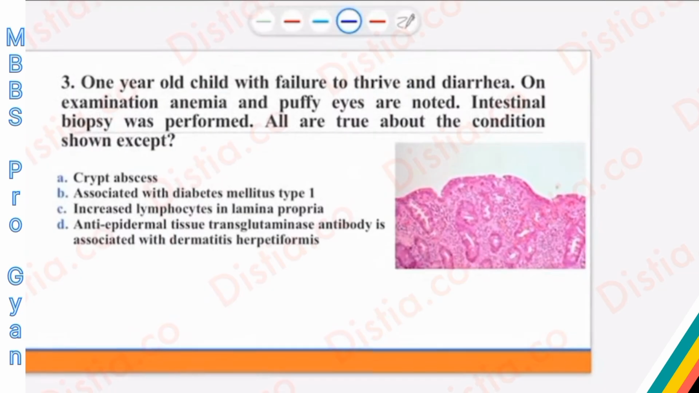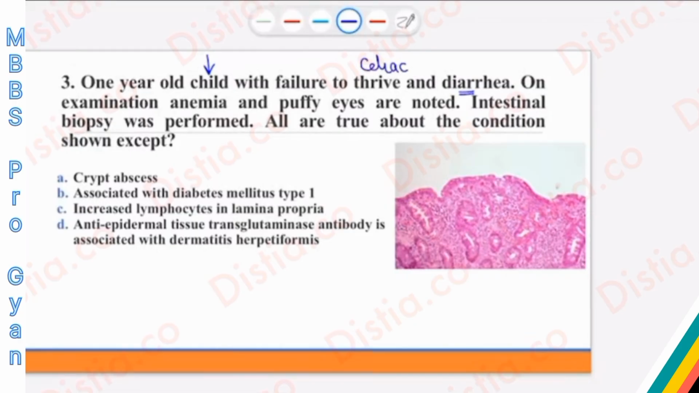In the next question, we're talking about a child who's having failure to thrive and diarrhea. On examination, there's anemia with puffy eyes being noted. An intestinal biopsy was performed. You have to understand that whenever a question begins by describing a child and then goes on to talk about diarrhea, first and foremost, we are talking about a chronic diarrhea here. How am I saying chronic diarrhea? Because he's talking about failure to thrive, anemia, puffy eyes. We are talking about malabsorption syndrome.